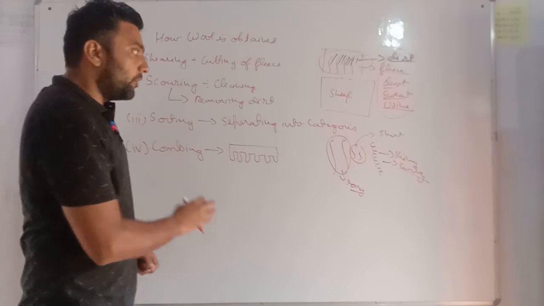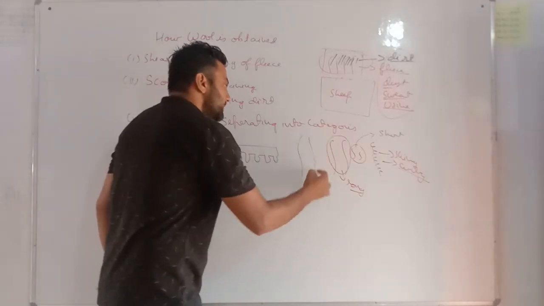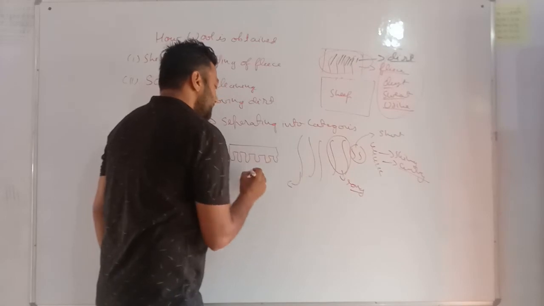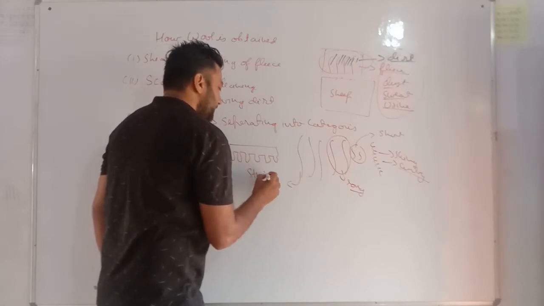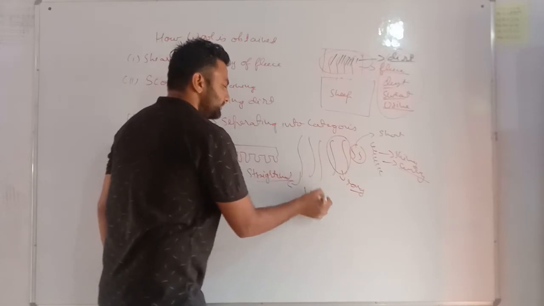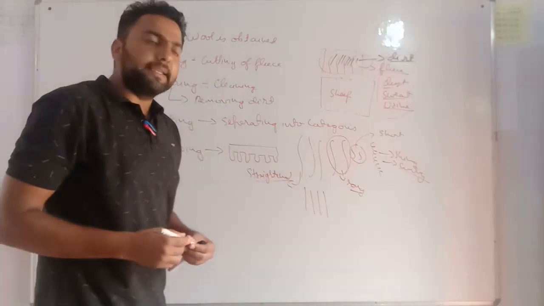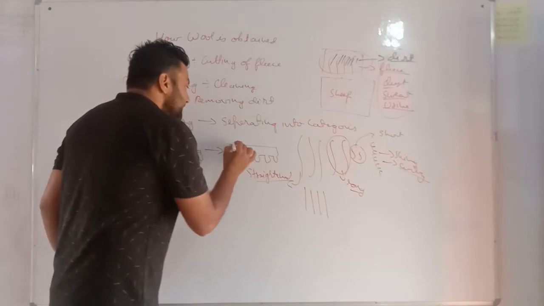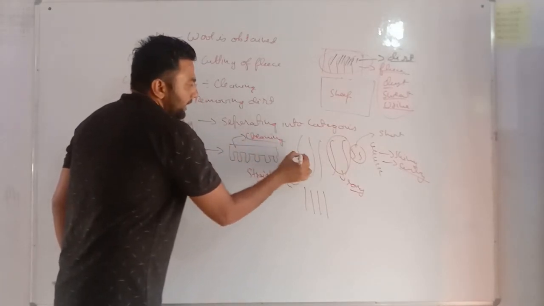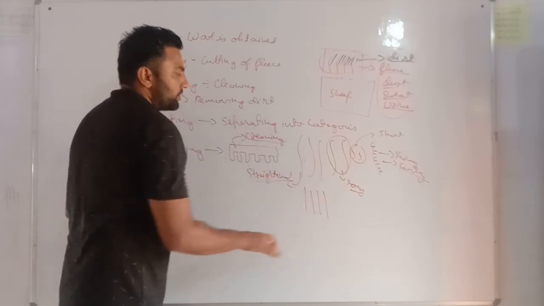By the help of a comb, these fibers are being combed. When these are being combed, first of all, these fibers get straightened. They will become straight. Second thing, this combing helps in cleaning. This dust also goes out.